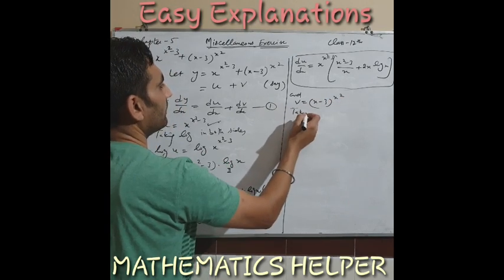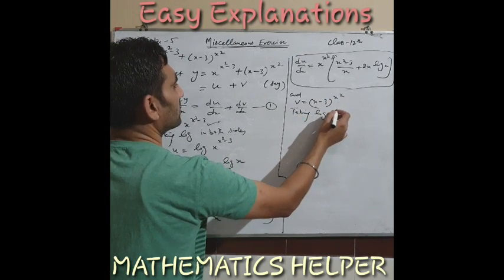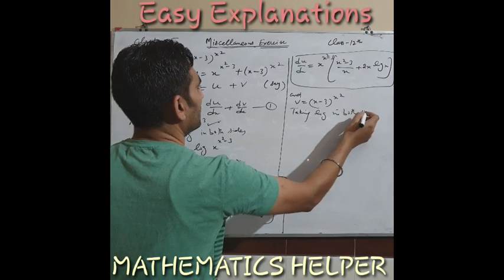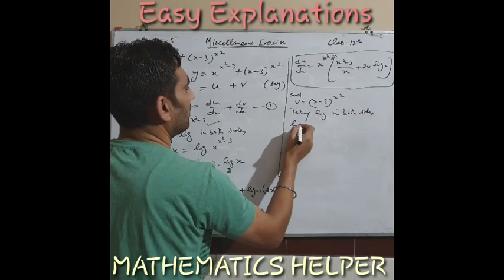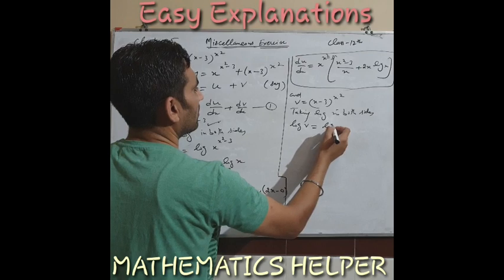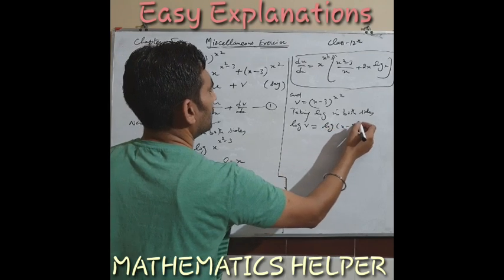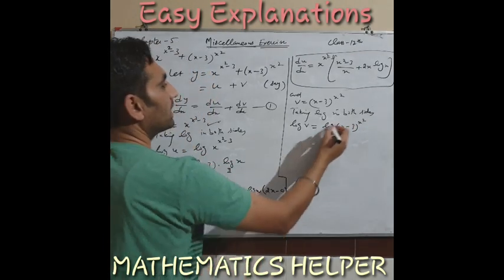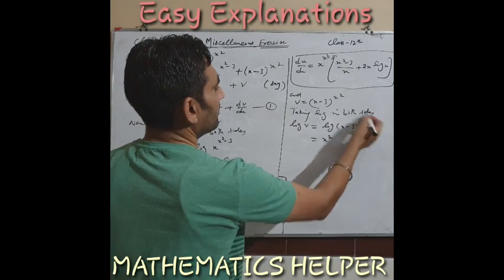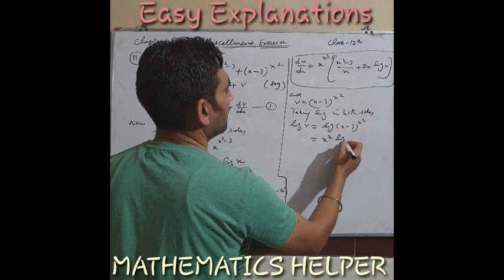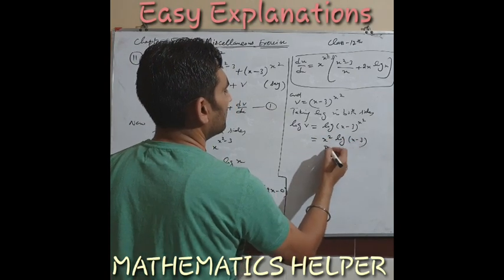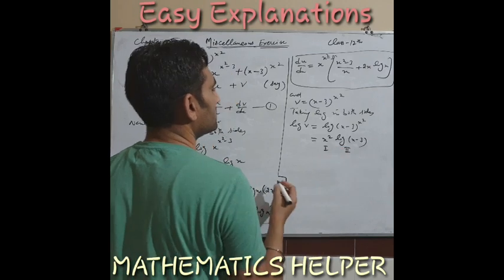Taking log, same work, log on both sides. When you write log on both the sides, it will be log v and log of (x − 3) whole raised to power x². Then by the property of log, the power will come in front and you have log of (x − 3) inside. Mark them as first and second part.